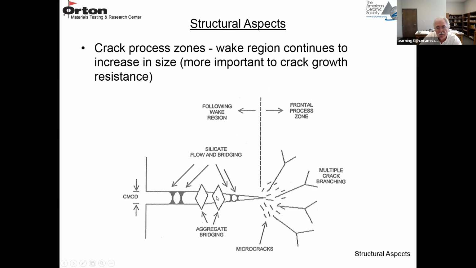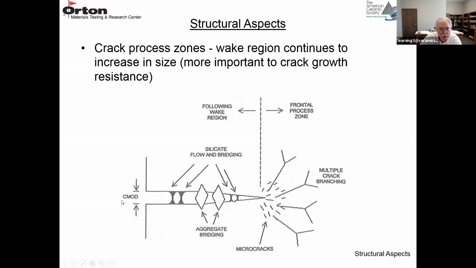As the crack propagates, the wake region gets longer and longer as the crack gets longer and longer. And that's what continues to increase the resistance to crack growth, what happens in the wake of the crack. So it's more important to crack growth resistance than what's happening in the frontal process zone. And that's what extends the tail in the work of fracture test to long times.